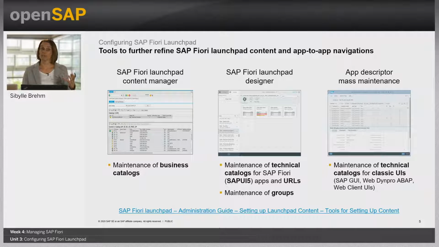The App Descriptor Mass Maintenance tool is aimed at creating content based on classic user interfaces. For example, you might want to include custom classic user interfaces that you have inherited from your SAP Business Suite system during a system conversion to SAP S/4HANA. In hub mode architecture, the App Descriptor Mass Maintenance tool is part of the backend server. Let's have a look at the demo.